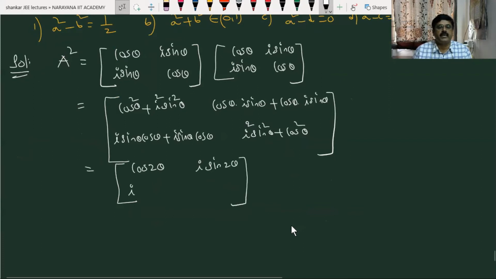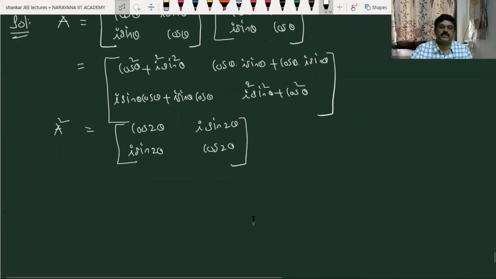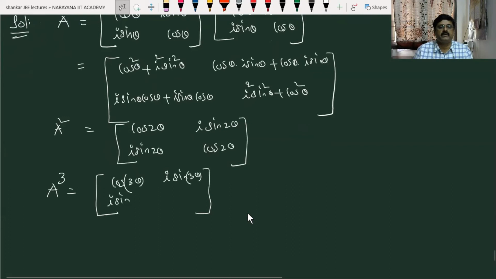This is again the same, i sin 2 theta. This one is cos square theta minus sin square theta, cos 2 theta. Therefore, I got A square value like this, students. Continuing the same trend, A cube will be cos 3 theta, i sin 3 theta, cos 3 theta will come.